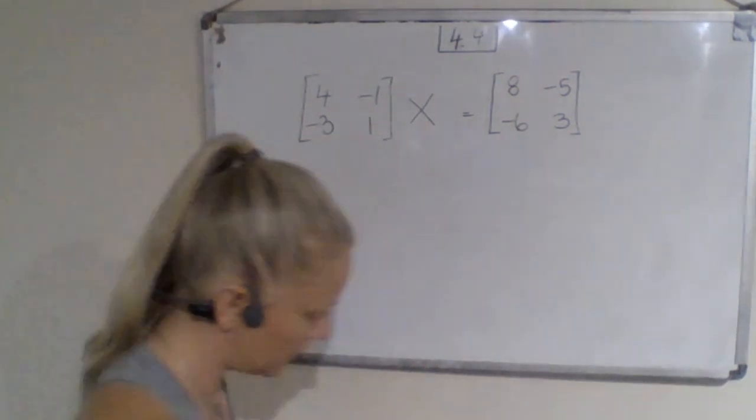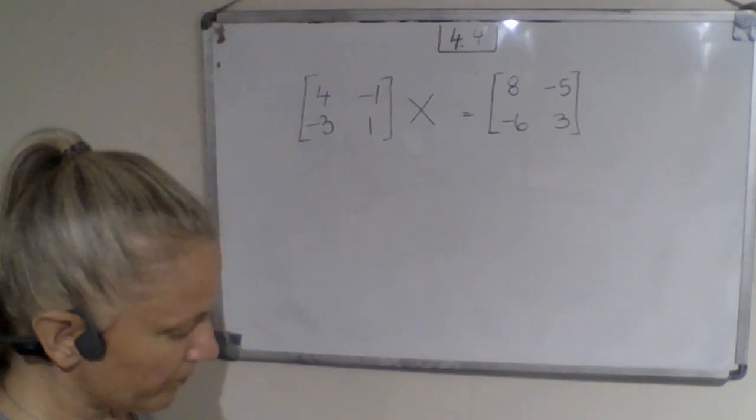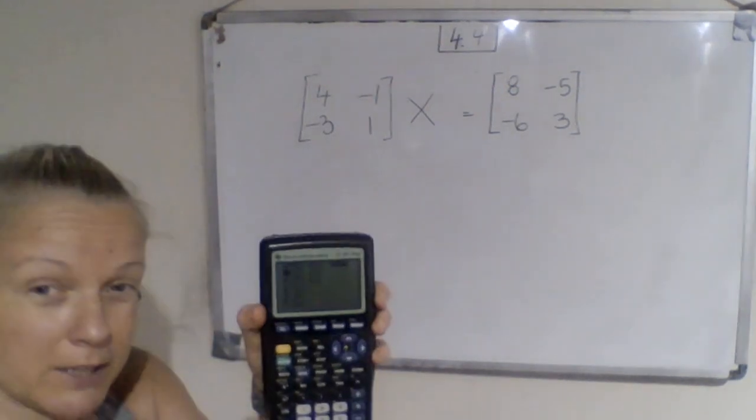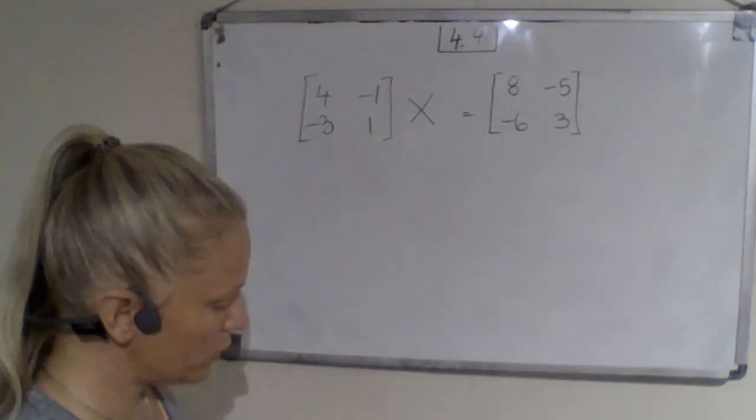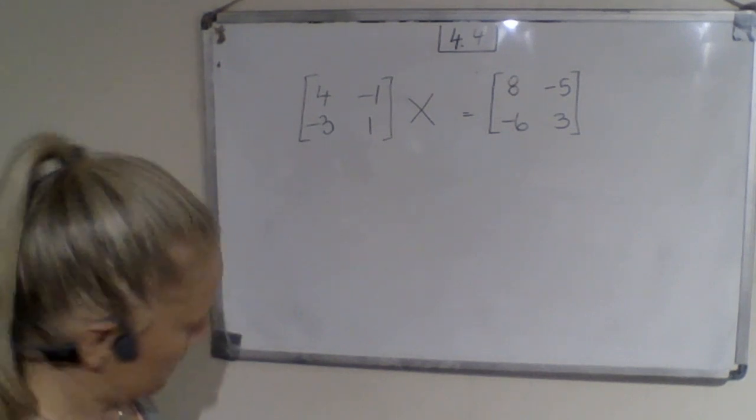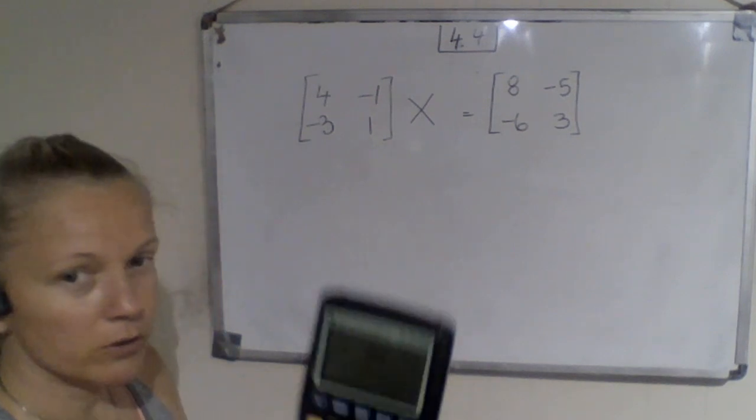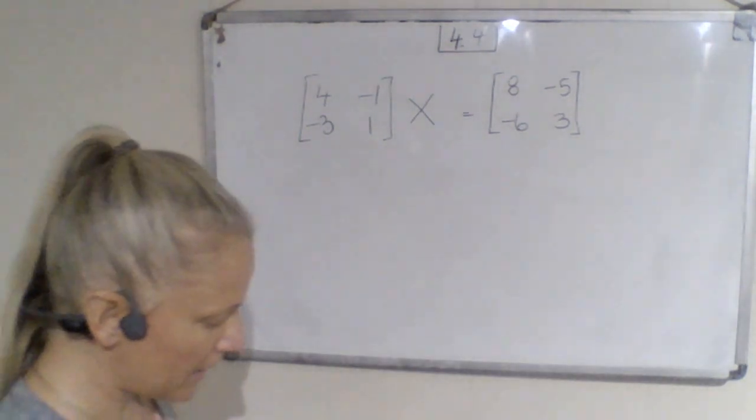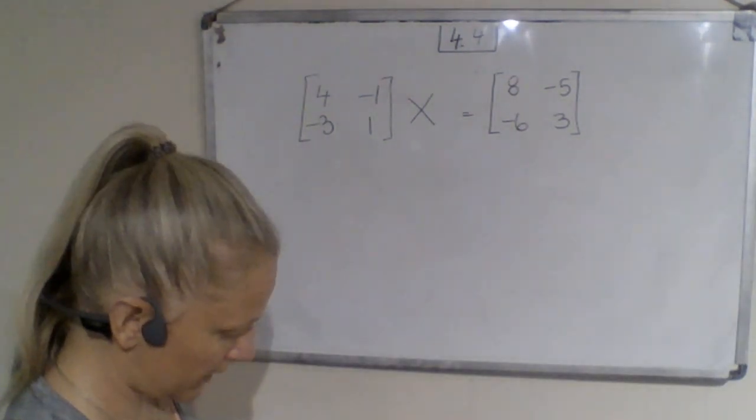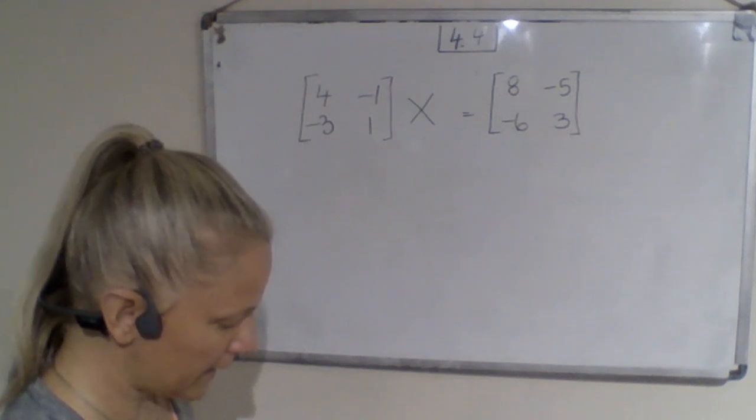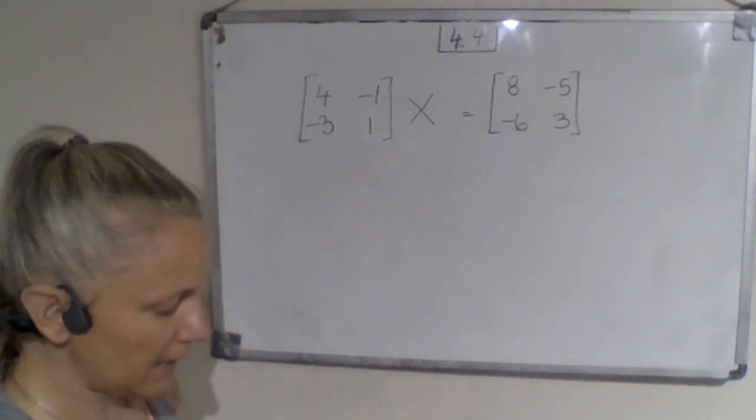We're going to come in here, go second matrix, go to edit. We already have it as a 2 by 2, right? So we hit enter, it's a 2 by 2. I'm going to go 4, -1, -3, 1, and I have my new matrix in. And I want to find out its inverse. So I'm going to go second quit. I'm going to go second matrix again. I'm going to select A.